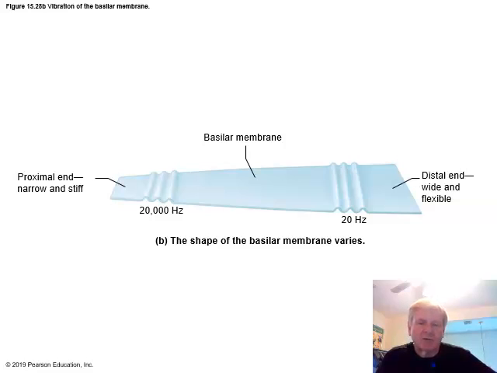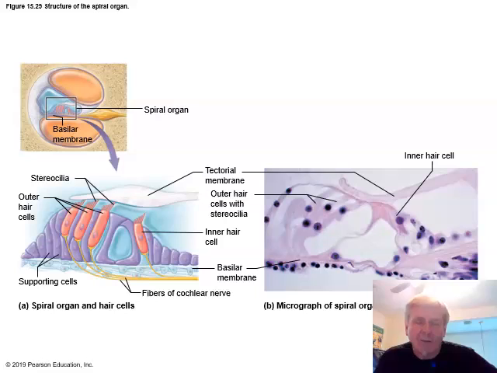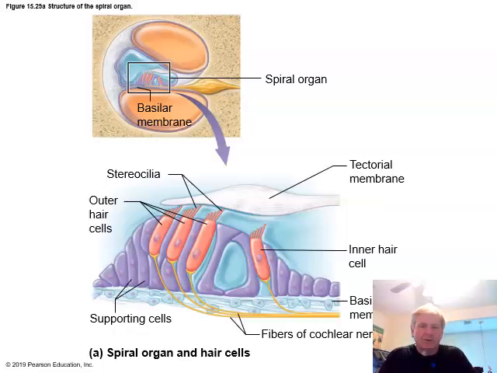There's the shape of the basilar membrane as it varies. 20 hertz, those are the lowest frequencies, and the highest frequencies are up to 20,000 hertz. That's our range of hearing, between 20 to 20,000 hertz, vibrations per second. And here's a magnification showing you the spiral organ with their hair cells. Okay, and then the basilar membrane at the bottom. The tectorial membrane is what overlaps the hair cells. And this is just another close-up.